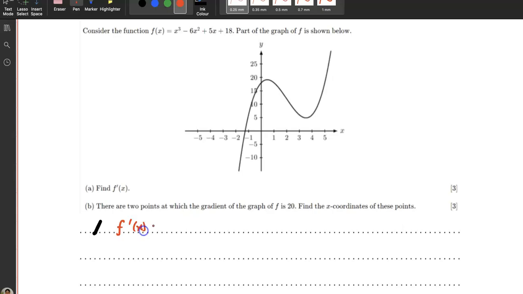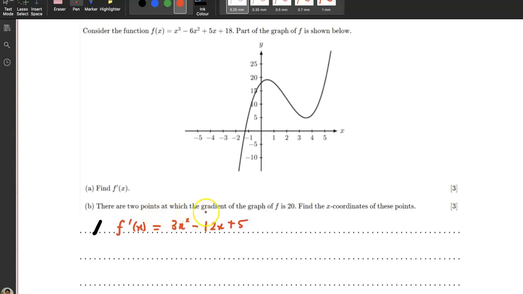3x squared minus 12x plus 5. Okay, 3x squared minus 12x plus 5 plus 0. Correct? That's the derivative. So 3 marks you get for doing this.